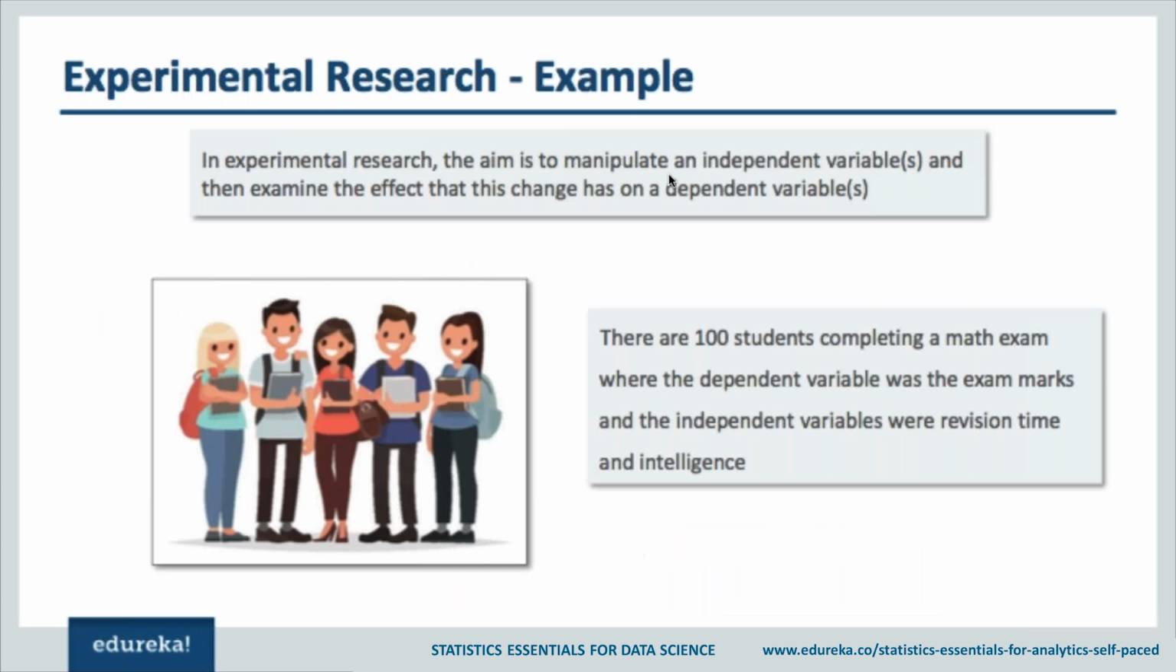Let's take a look at a simple experimental research example. In experimental research, the aim is to manipulate an independent variable and then examine the effect that this change has on dependent variables. Let's say there are 100 students completing a math exam, where the dependent variable is the exam marks and the independent variables are revision time and intelligence.